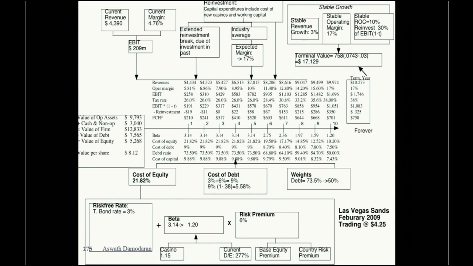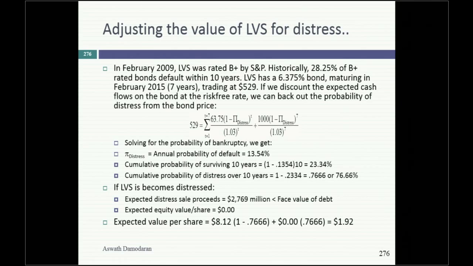Well, there was no CDS in Las Vegas Sands. I went to the corporate bond market. I could have gone to the CDS market today, but it was a corporate bond market. I found a 7-year Las Vegas Sands corporate bond trading at 529. Remember, bonds have par value of 1,000. So this bond is trading at well below par value.